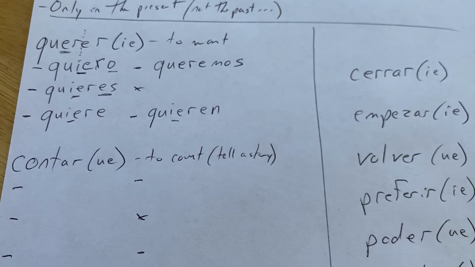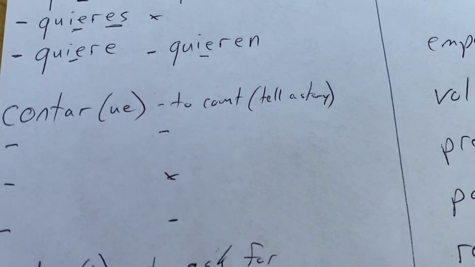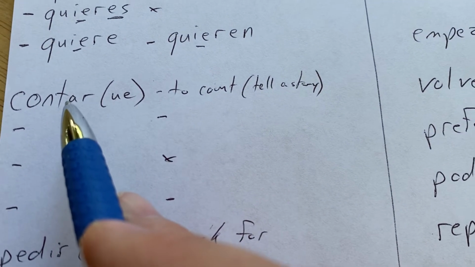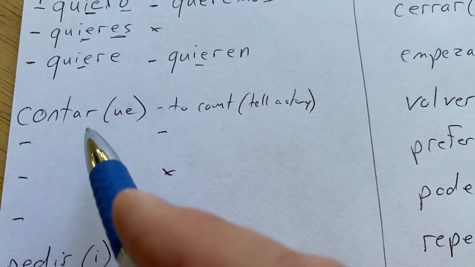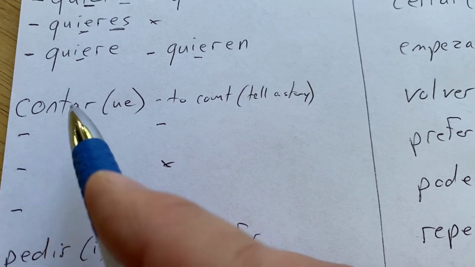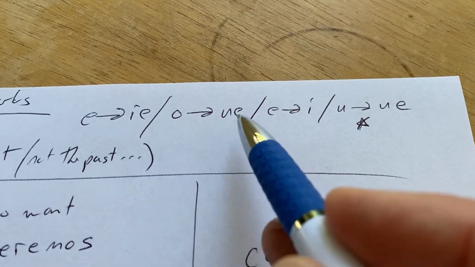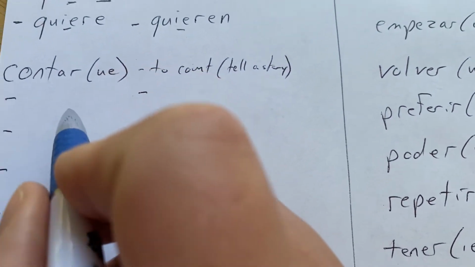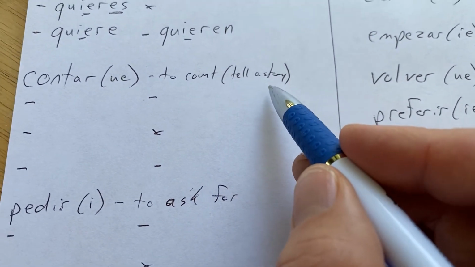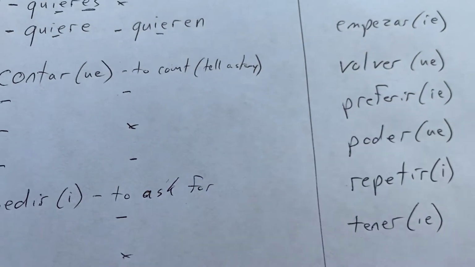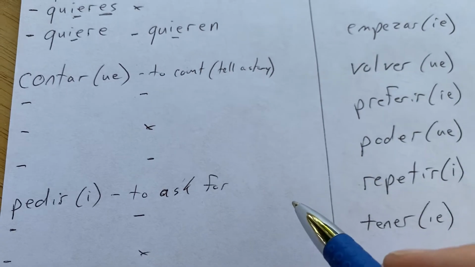All right. Now, I also would like you to pause the video right here, and I want you to try to do this one on your own. So pause, and now that you've unpaused, contar, the O changes to UE, just like we said up here. E to IE, O to UE. So here's contar, which means to count. It can also mean to tell a story, like in literature. If you ever heard somebody say, well, he recounted the details of what happened to him or something like that, that's where it comes in.